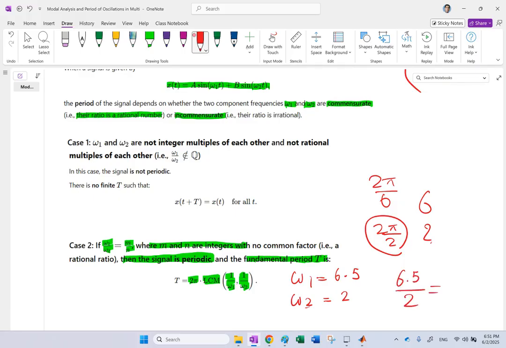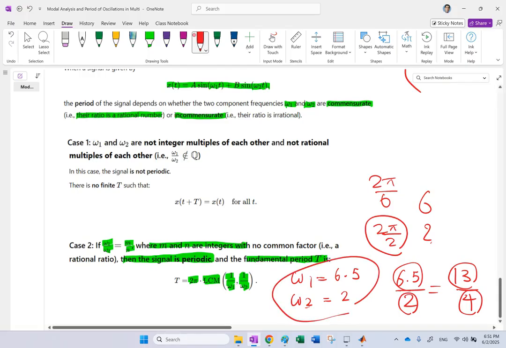If I multiply both by 2, this is going to be 13 over 4. So you see, omega 1 over omega 2 can be written as the ratio of 2 integers. Therefore, these two are commensurate. Okay, these frequencies are commensurate. So what would you do in this case?